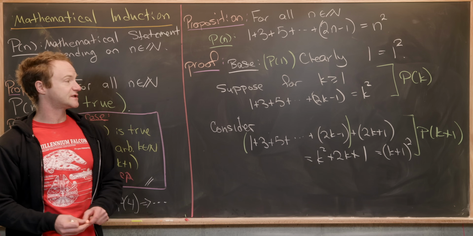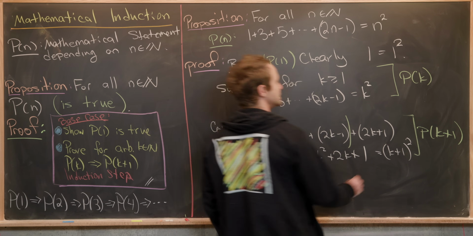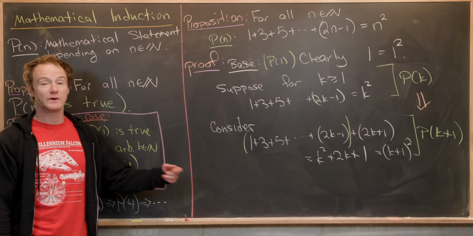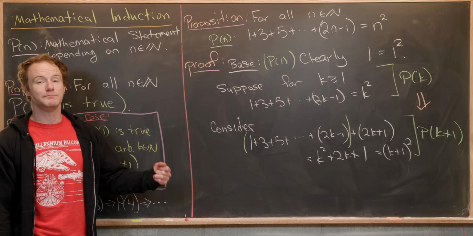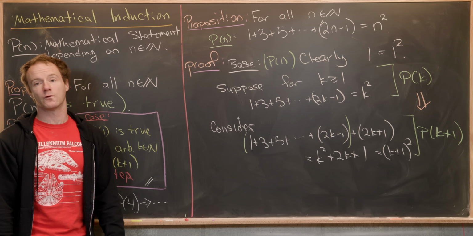And what did we use to prove the (k+1)st statement? We used the kth statement. So we've proven this implication. But that implication, along with the base case, means that this statement is true for all n.